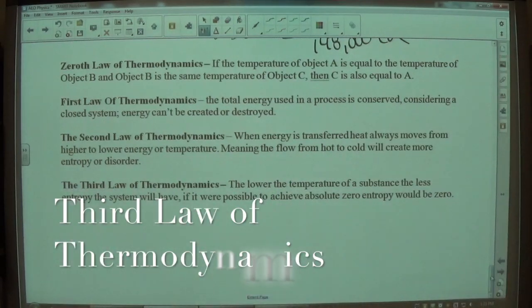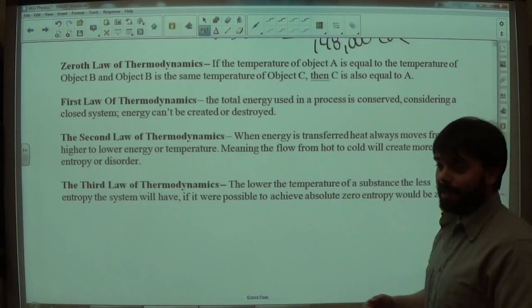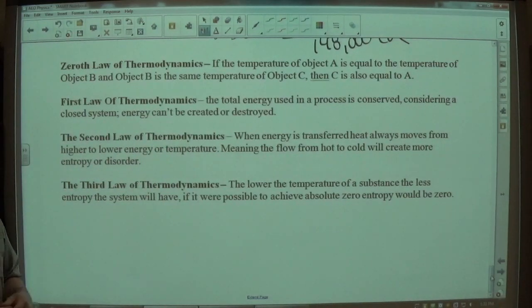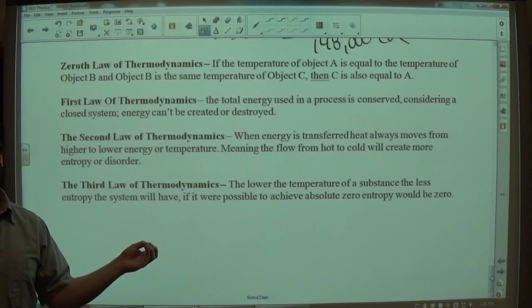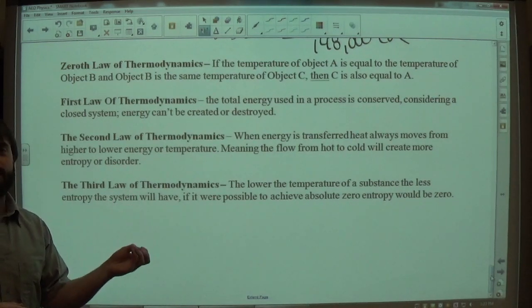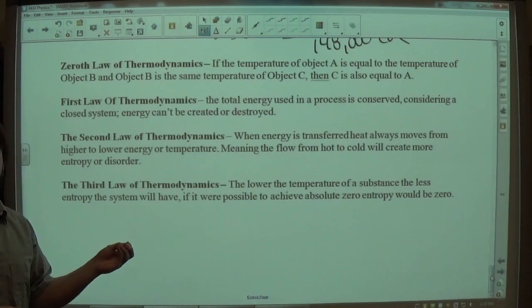And then the third law of thermodynamics is the lower the temperature of a substance, the less entropy the system will have. Kind of similar to what we're saying here, more temperature, you have more entropy. This is just saying that if you could get to absolute zero, then the entropy would be zero. Create something, nothing's ever going to go back to zero. Like, things are not going to organize themselves.